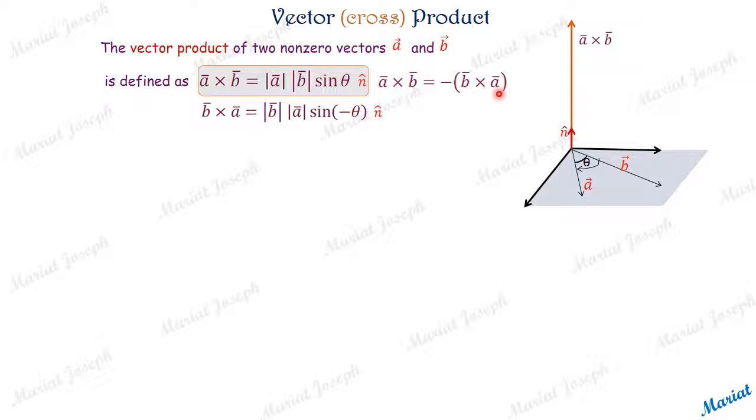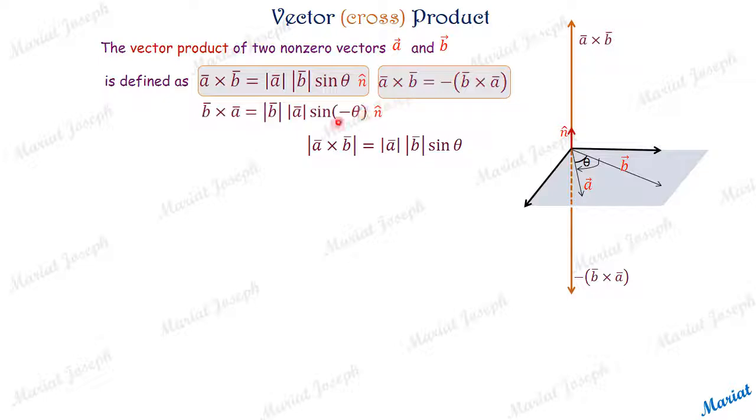A cross B and B cross A will be equal in magnitude but opposite in direction. So if A cross B goes this way, B cross A will go in the opposite direction like this. The length will be the same. If A cross B is this big, B cross A is this big, but in the opposite direction. So A cross B is equal to minus B cross A.